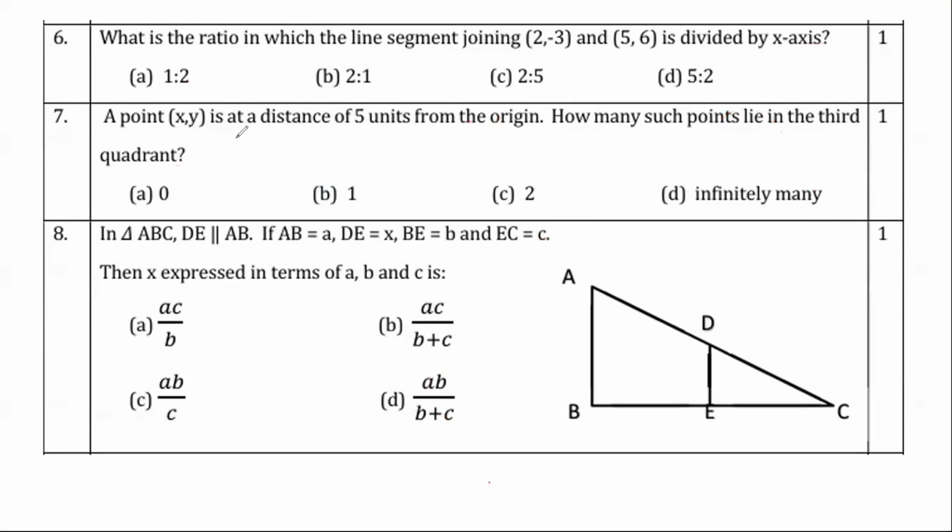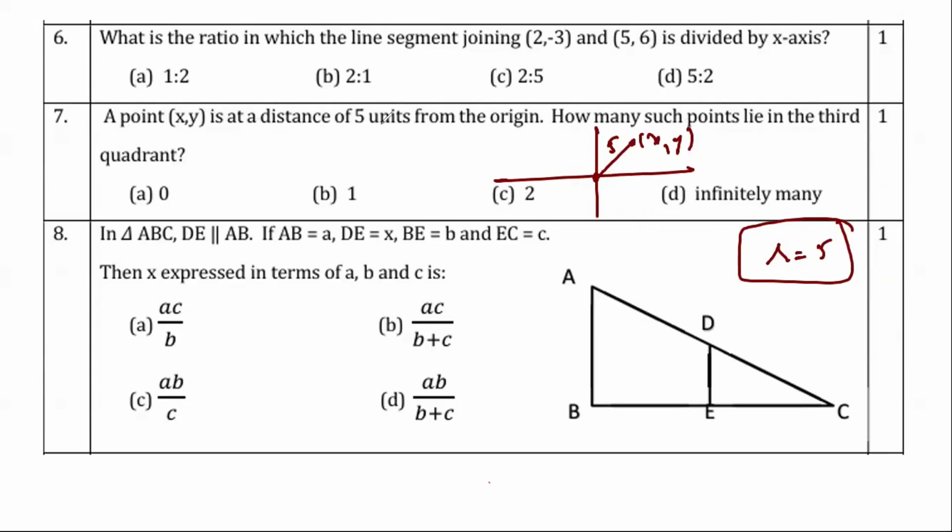A point (x, y) is at a distance of 5 units from the origin. Please remember one thing, that whenever we have a point (x, y) at a distance of 5 units from the origin, it is always the radius of the circle. So radius is 5. And they are asking how many such points lie in the third quadrant, right? So r is equal to 5.